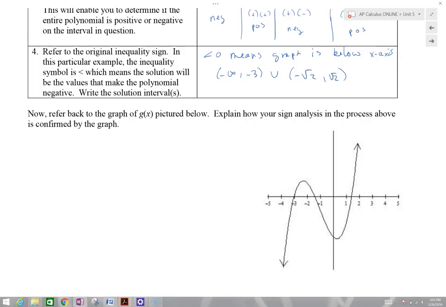We're looking for places where it's less than 0. And you can see that on the graph. That happens between negative root 2 and positive root 2. These are open circles because it is not equal to 0.